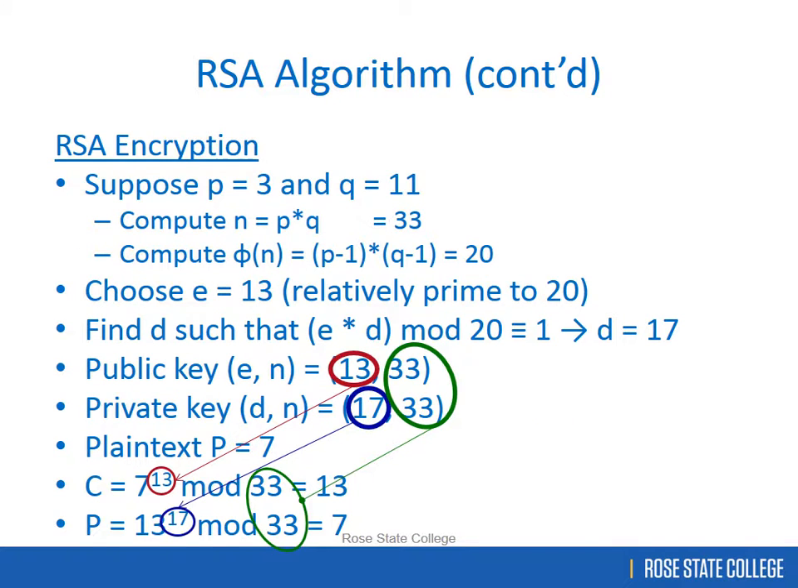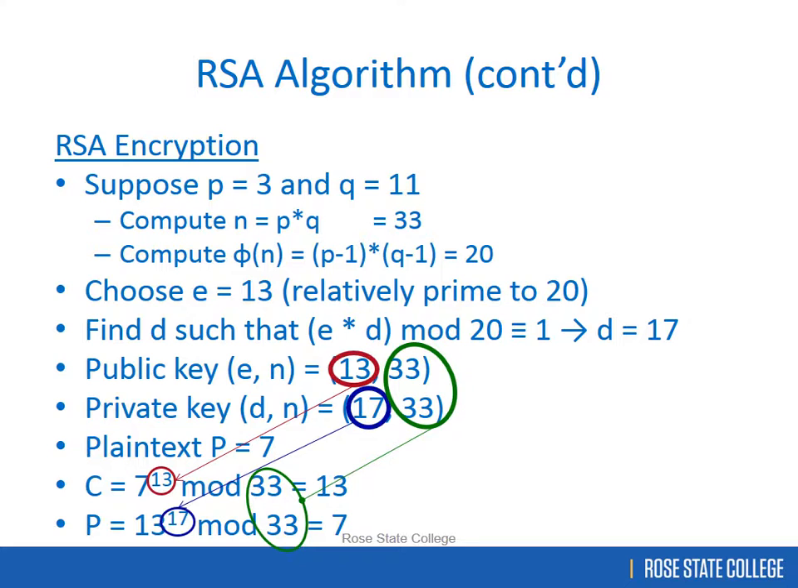Here it is. We start with 3 and 11, and p times q is 33. So far so good? Really super basic math. The totient of n is (p minus 1) times (q minus 1), so it ends up being 3 minus 1 times 11 minus 1, 2 times 10, 20. Choose e of 13.